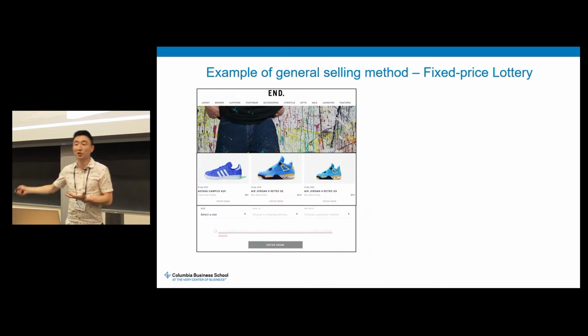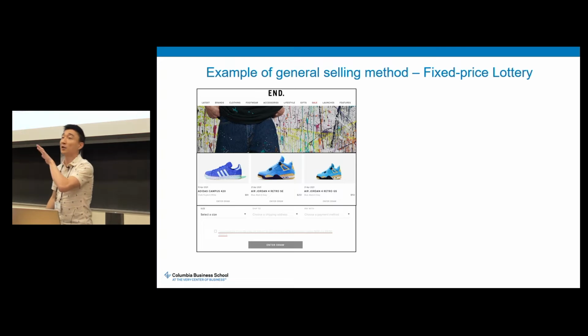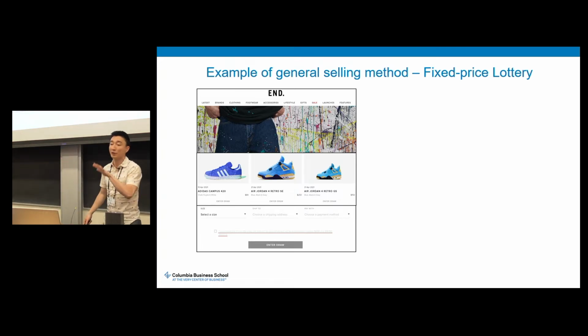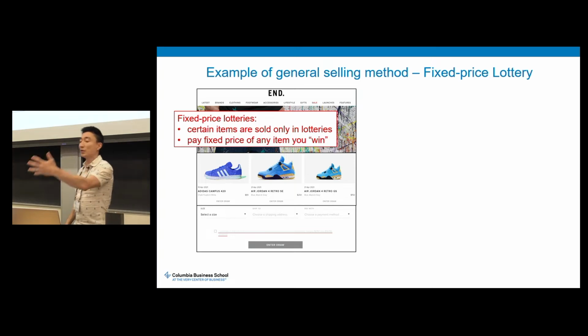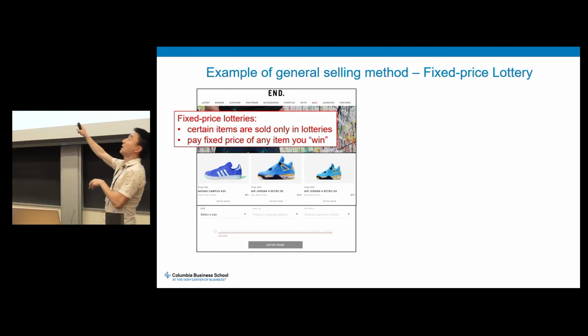And actually, we're beginning to see some of these. So the sneakers I showed you here are actually from the website of endclothing.com, which is a designer fashion brand. And here, they sell these shoes in lotteries. So you have to join certain lotteries, and you have a chance of winning these shoes. And the fine print says, you give them your address or credit card. And it says, if you, quote, win any item, then you promise to pay the fixed price of that item.